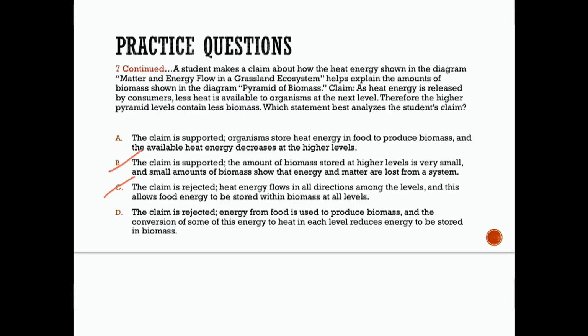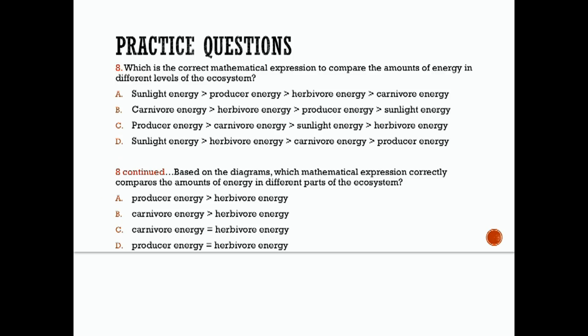So if I would look at it, I would look at A and D, and we're going to end up going with D. The claim is rejected. Energy from food is used to produce biomass, okay? And the conversion of some of this energy to heat in each level reduces energy to be stored in biomass.